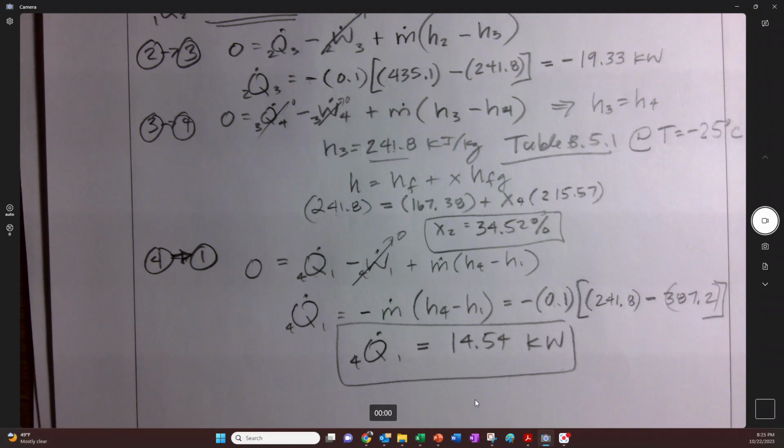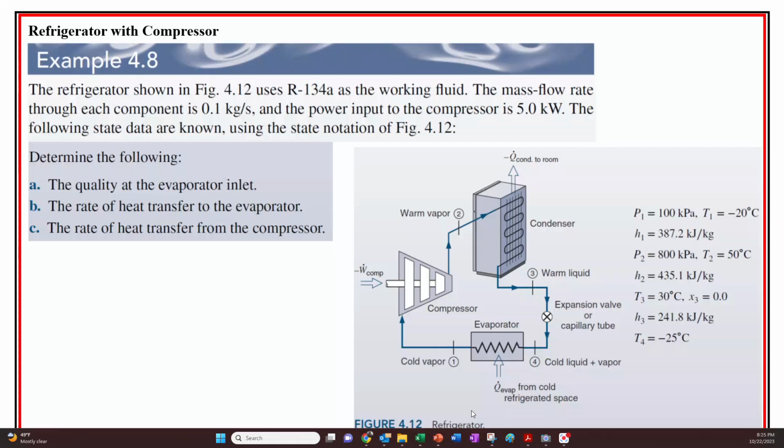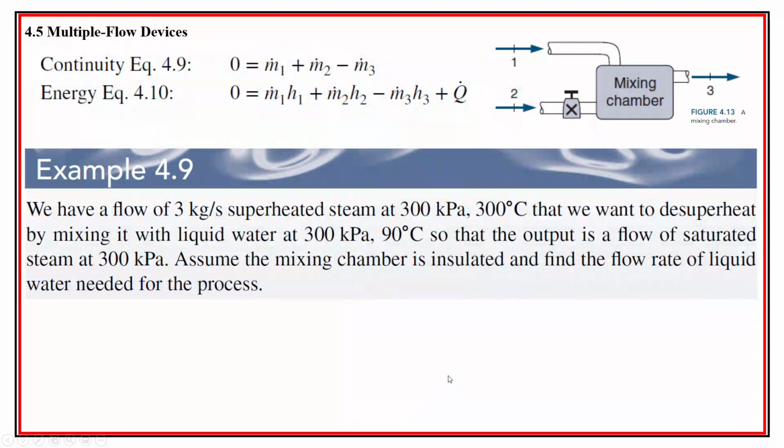Let's see, what are we going to do next? Exciting, I don't know. It's a surprise to me. Or we're going to do mixing changes. We're going to do section 4.5 and multiple flow devices. So you got that to look forward to. It's nice to have something to look forward to.